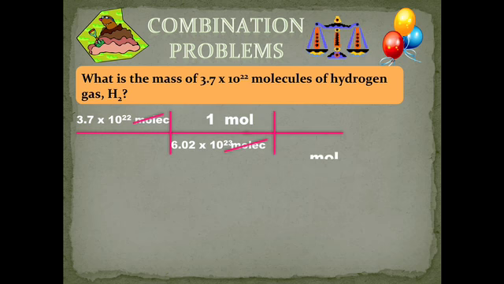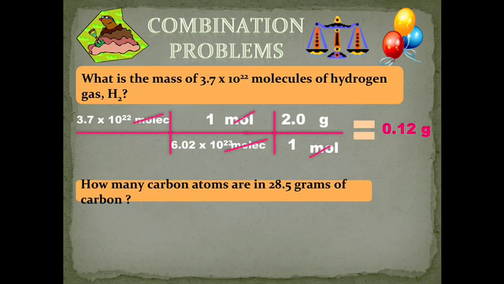I put moles on the bottom, and grams on top. H2, each H is 1, and there's 2 of them, so that's 2. Now I multiply across the top and then divide by the bottom. My moles are going to cancel, and I'm left with grams, which is what I wanted. I get 0.12 grams.